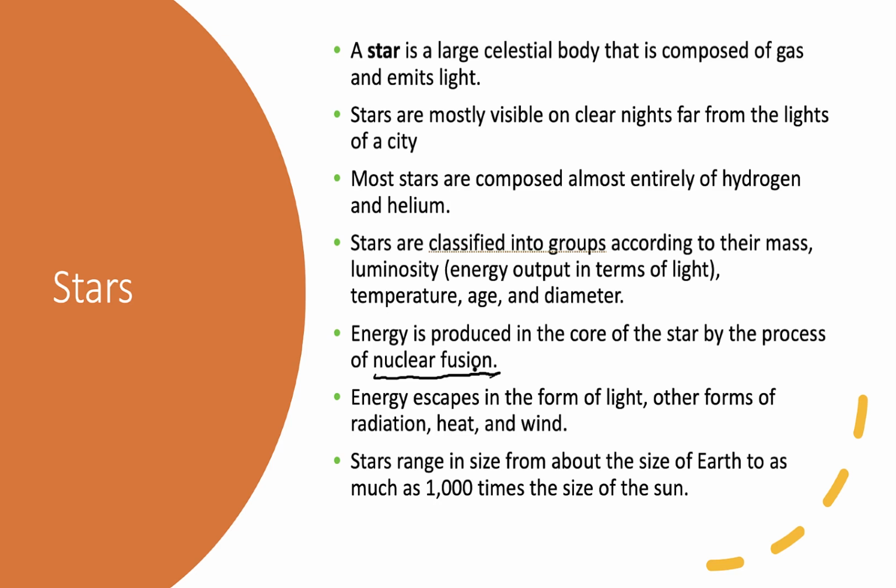Now, energy also escapes from stars in the form of light. So we see light, also in terms of radiation, heat, and also wind. Stars range in size. You have stars that are the size of Earth, and you know Earth is a pretty big planet. Well, not really that big because it's not as big as, let's say, the big giants like Jupiter, Neptune, and Uranus. So the size of Earth.